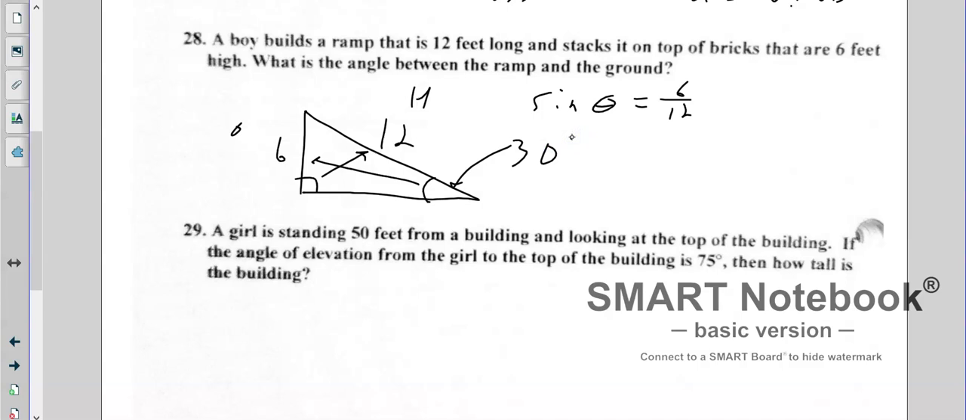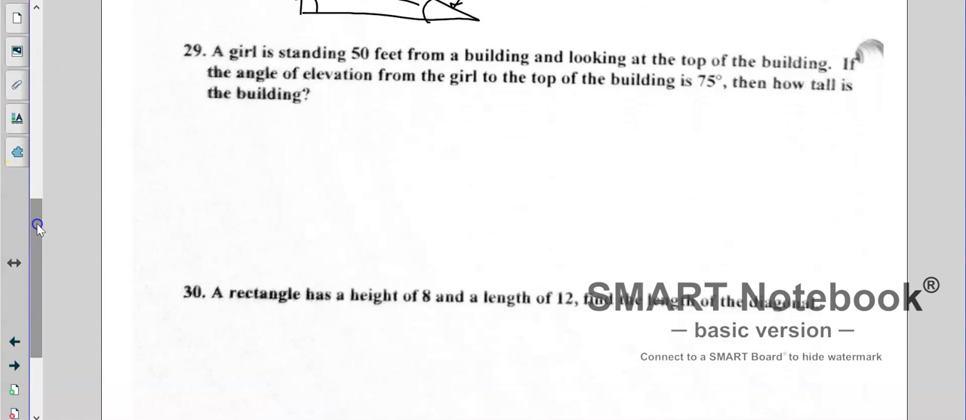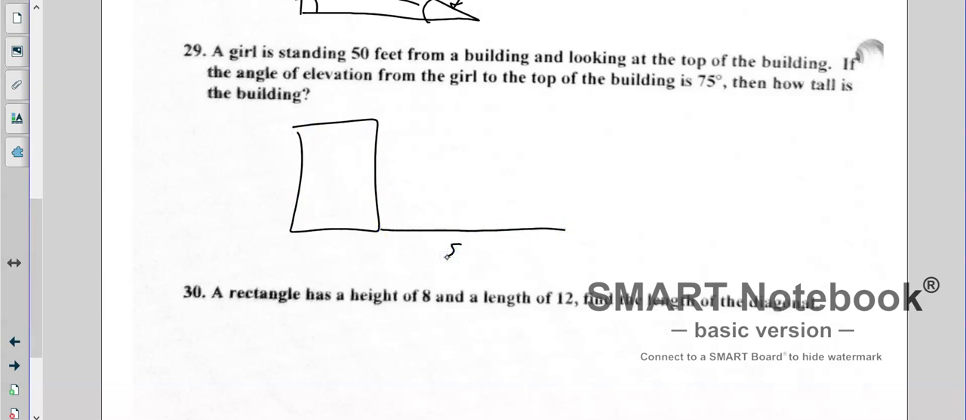Which makes sense because in a 30, 60, 90, here's the small side. Double is 12. Problem 29: a girl standing 50 feet from a building. So here's the building. She's standing 50 feet away. The angle of elevation is 75 degrees. How tall is the building?